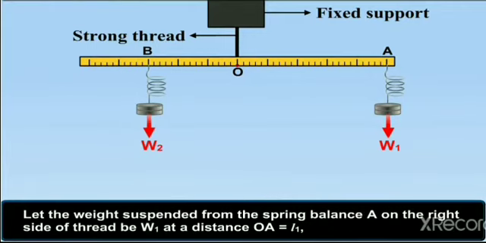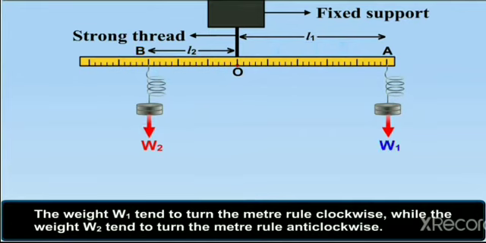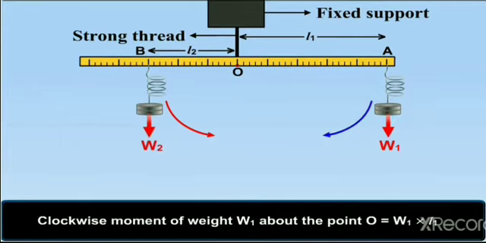Let the weight suspended from the spring balance A on the right side of the thread be W1 at a distance OA equal to L1, while the weight suspended from the spring balance B on the left side of the thread be W2 at a distance OB equal to L2. The weight W1 tends to turn the meter rule clockwise, while the weight W2 tends to turn the meter rule anti-clockwise. Clockwise moment of weight W1 about the point O is equal to W1 into L1.